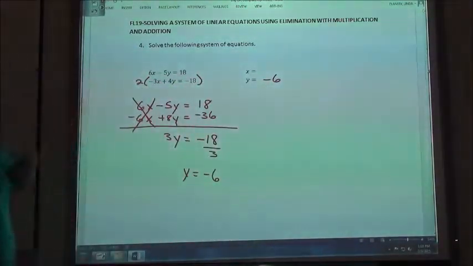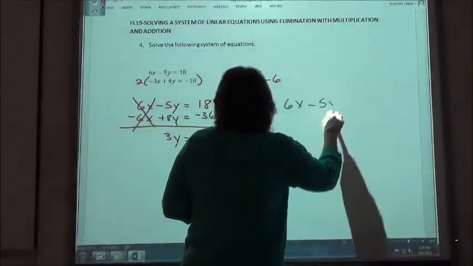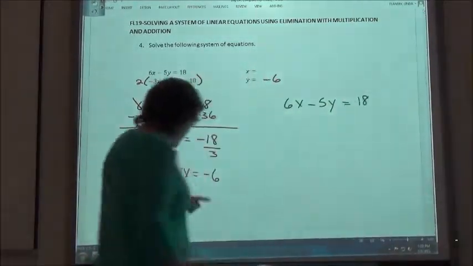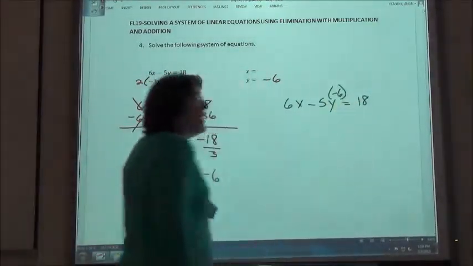Now, in order to find x, I don't have an equation that just says x equals something. What I have to do is just pick either one of those two equations and substitute the negative 6 in for the y. Does it look easier to use the top one or the bottom one? Top one? Okay, so I'm going to use the top one. The top one says 6x minus 5y equals 18, but I know that y is negative 6.